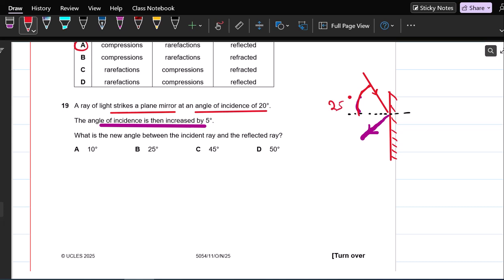It means here again 25 degree is the angle of reflection. Okay, what is the new angle between incident ray and the reflected ray? This is incident ray, this is reflected ray. So angle between these two, 25 plus 25, it becomes 50. So D is the answer.